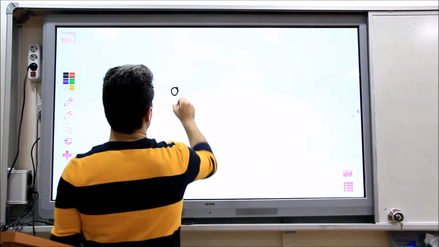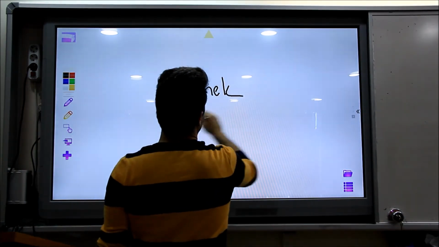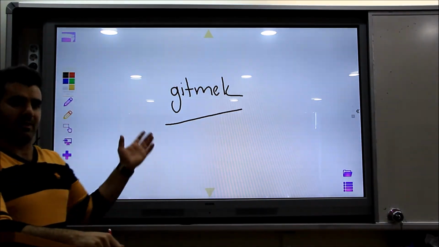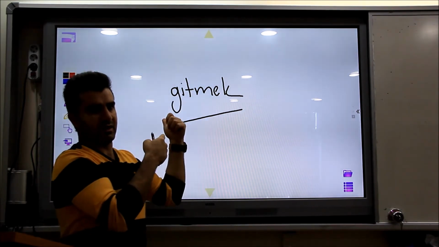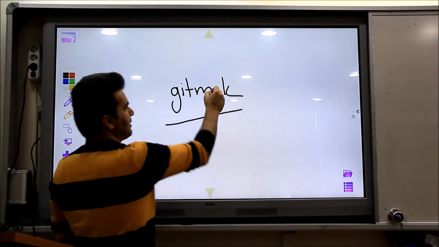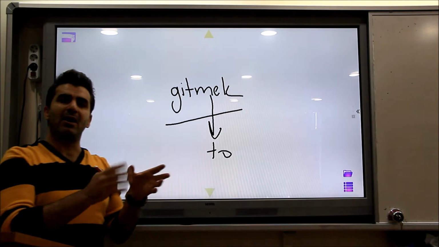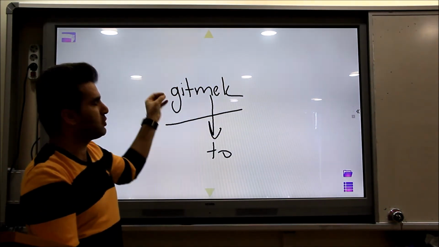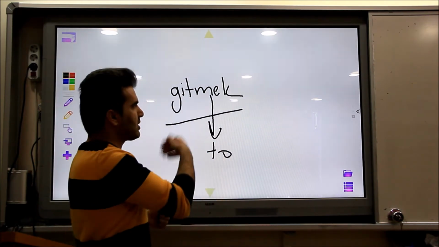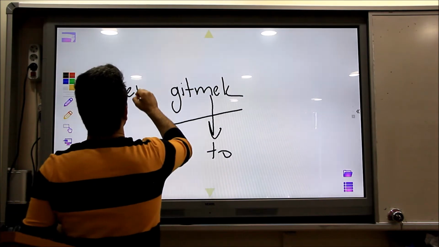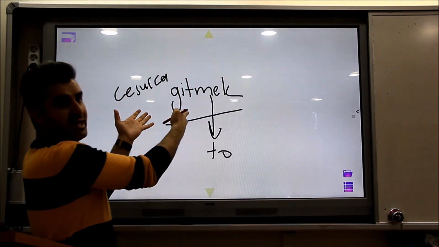So let's analyze the structure of Turkish. It's a better example here. Here, as you can see, it is a single form. The infinitive form is a single form. And this "mek" corresponds to the infinitive marker "to," right? And it's a bound inflectional morpheme. Why? Because it is attached to the stem "git." You cannot split them. You cannot separate them. That's why you will say "cesurca gitmek." You see? And the same with Latin.